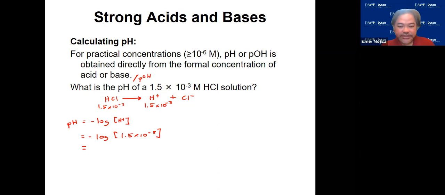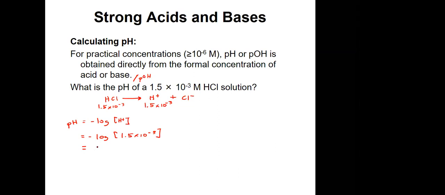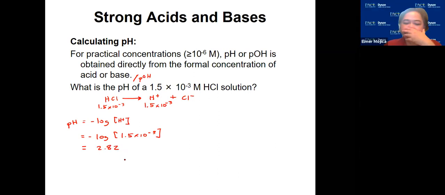So you will get here around 2.82, right? If you remember the significant figures for this, whatever number you're given here, you're going to put it as the number after the decimal point. Okay? Now, if that is the pH, what will be the pOH?